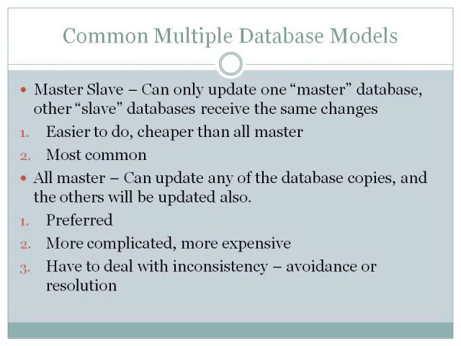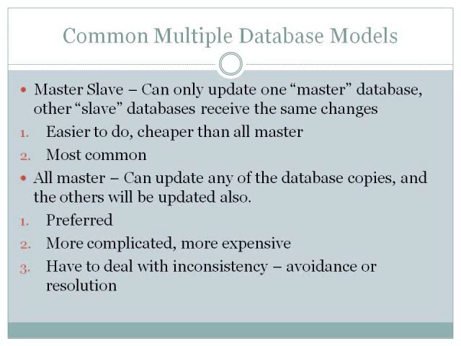Now that we've looked at why, let's look at some multiple database models. The most common is the master-slave model. You have one master database which you can update, and other slave databases which receive trickle-down effects.